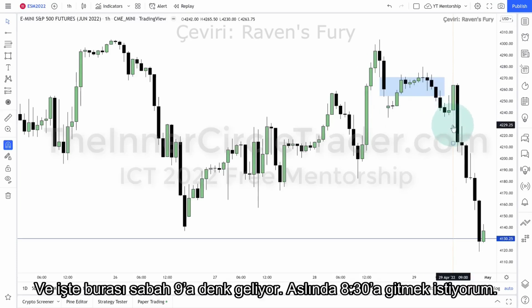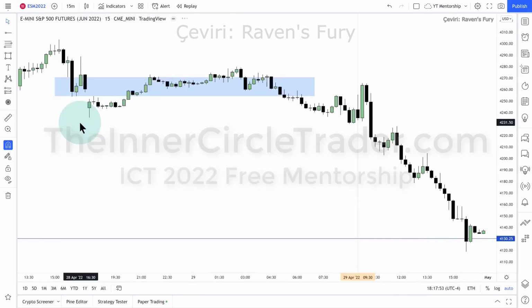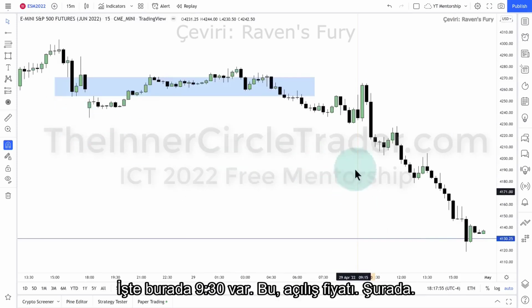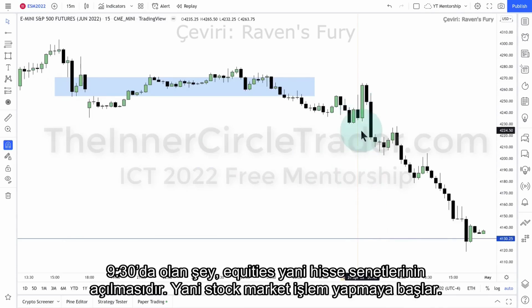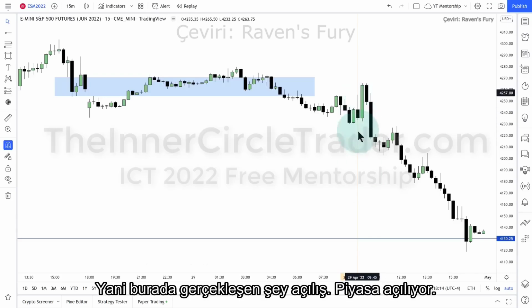And then here is 9 o'clock in the morning. I want to go into 8:30 actually, so let's go down to a 15-minute chart. So here's 9:30, that opening price here. At 9:30, what's actually happening is the equities are opening up. The stock market starts trading. That's when you hear the bell, ding, ding, ding, and everybody's clapping their hands on TV. That's what's occurring here. It's opening.